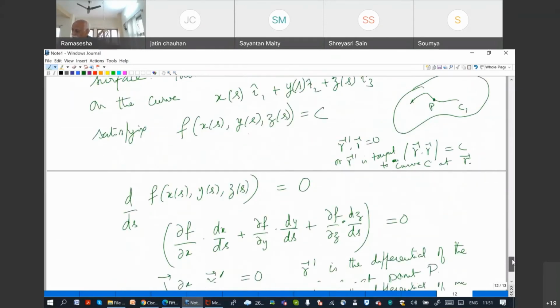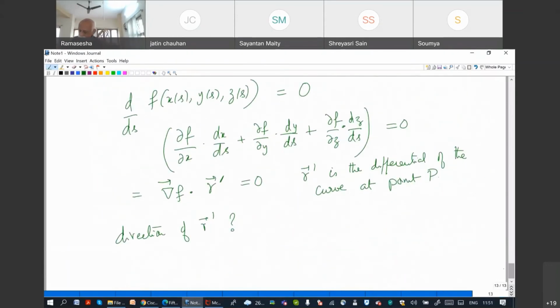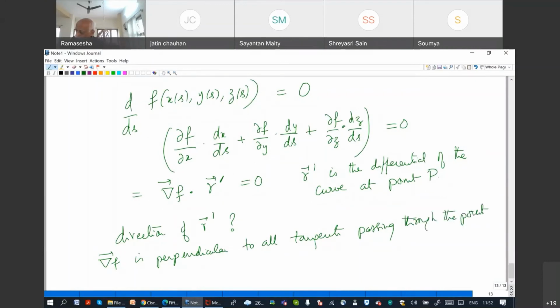Now what I have done is I have taken one curve. I can take another curve which goes through this, and a third curve that goes through this. So the grad f is perpendicular to all tangents passing through the point P. Right?